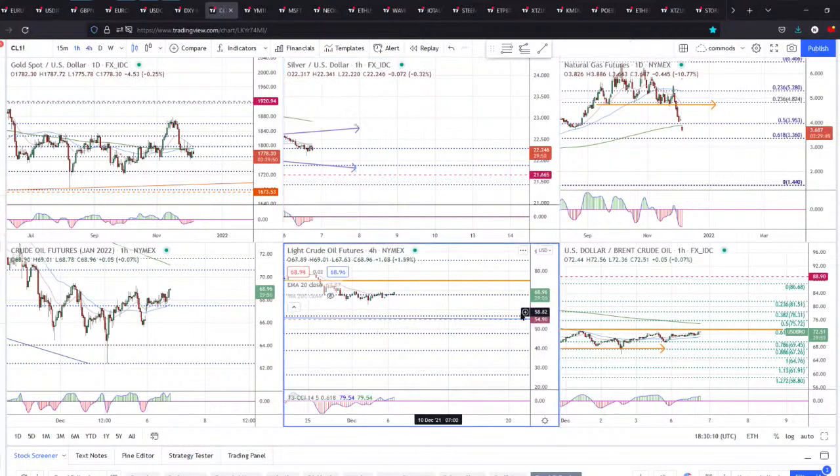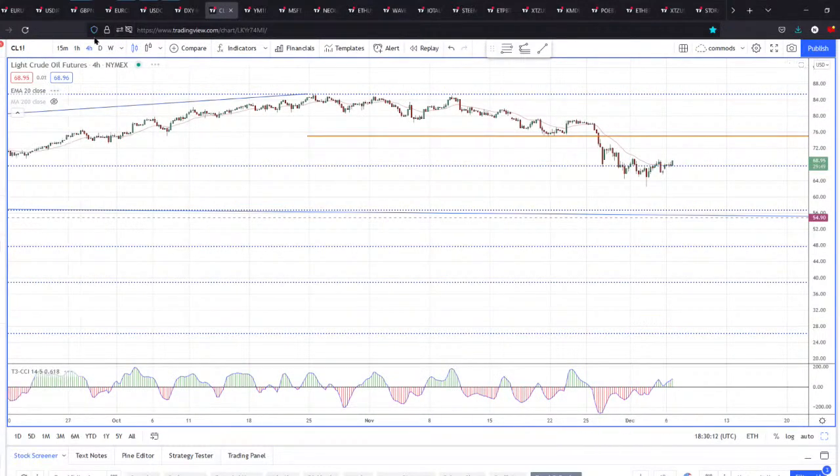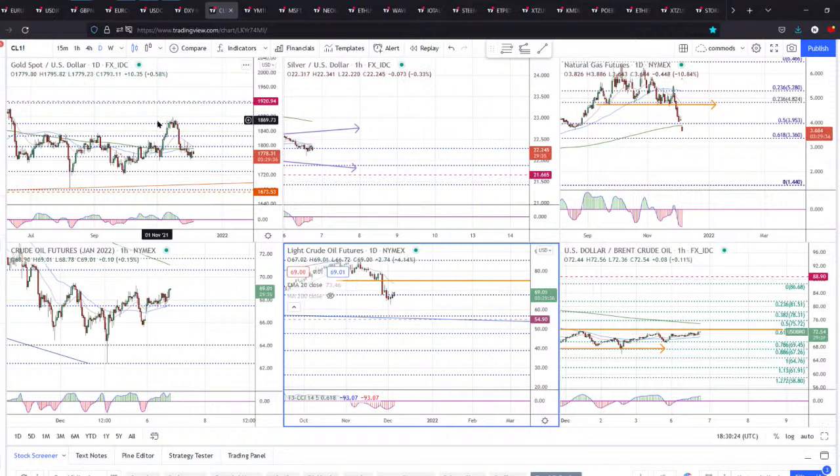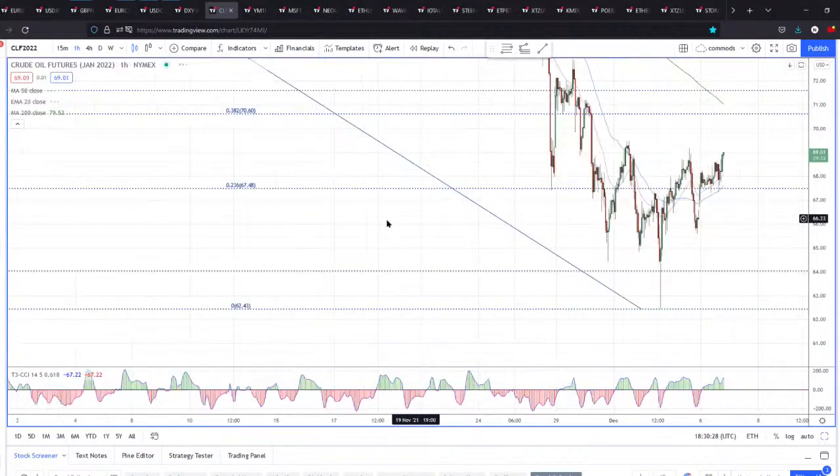Yeah, I really do like oil for a bounce here. Let's talk about this. This is front month spot. This is the 236 fib level. Big drop. I think that we're due a bounce in oil. Not necessarily the bottom. In fact, I'm pretty sure it's not. But I do like these kind of basing patterns.